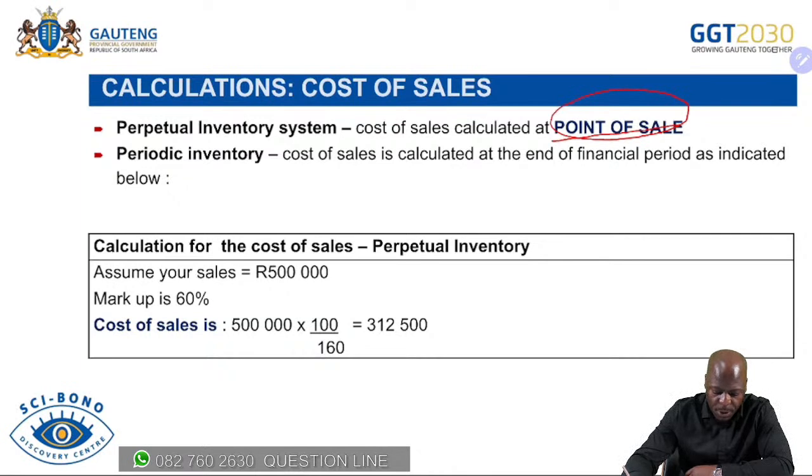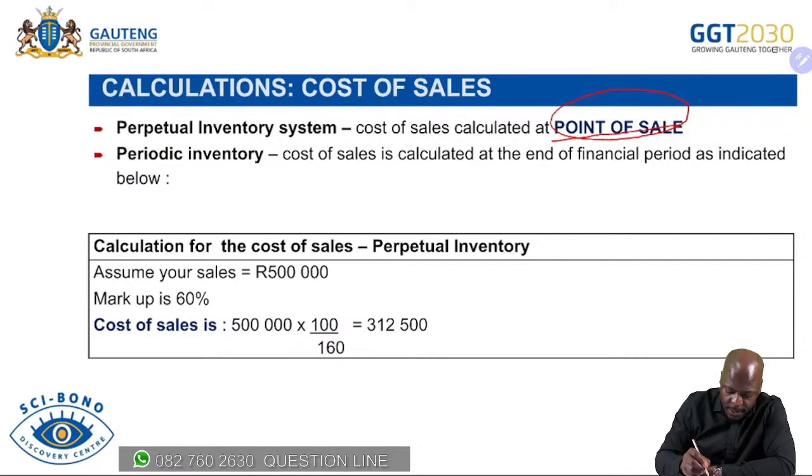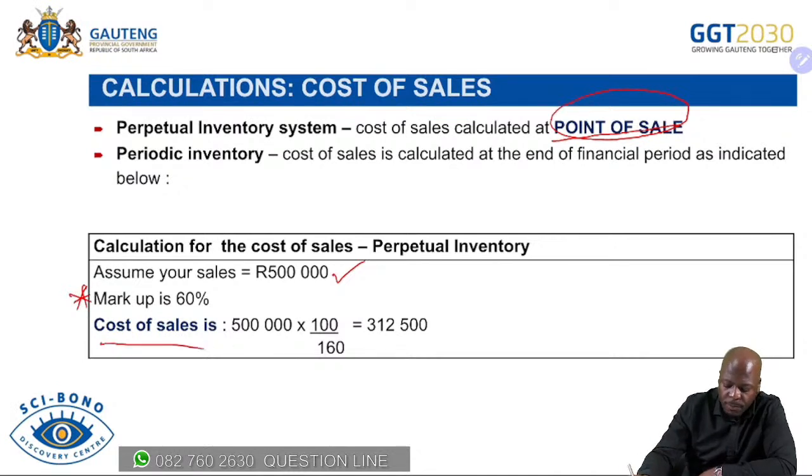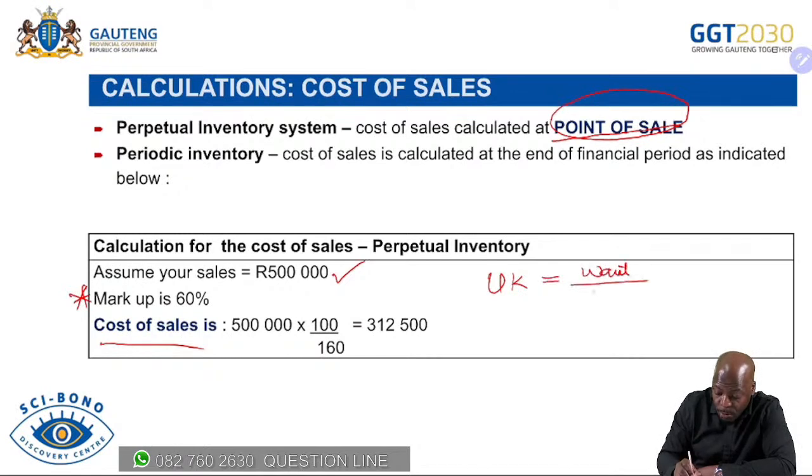Now, calculation for the cost of sales on the perpetual inventory system. Let us assume that our sales is 500,000. That is the sales that we're given. And you are then given that your markup is at 60%. All right, and then you must calculate what is cost of sales. The easiest method, dear learners, is to use what we call the UK method, which simply says what you want over what you have multiplied by what you have, it will give you what you want.